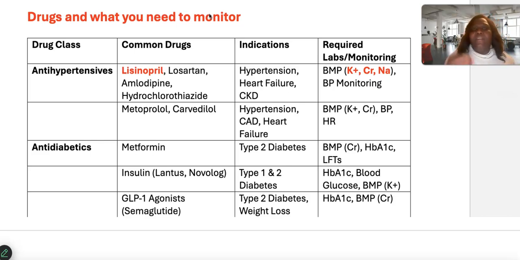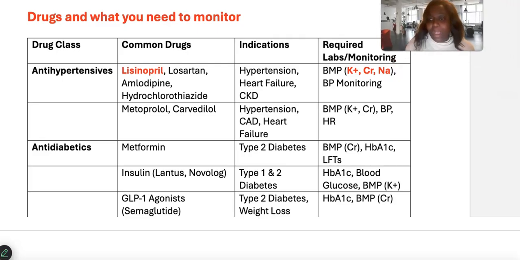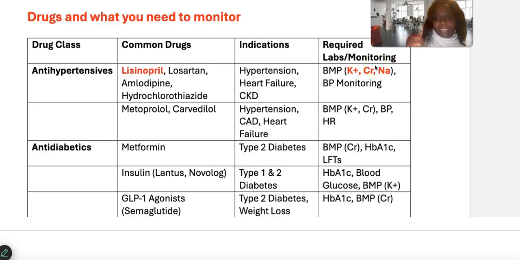So look, the very first drug on the list is what? The antihypertensives. For example, what are the examples that I'm going to give here? Lisinopril, losartan, amlodipine, hydrochlorothiazide. What exactly is the purpose of it? They are used to help with hypertension, heart failure, CKD. What do we need to monitor for this drug? You have to definitely monitor potassium, creatinine, sodium, blood pressure too. Even though it's not a lab like that, you have to monitor it. Let's go to the next medication.